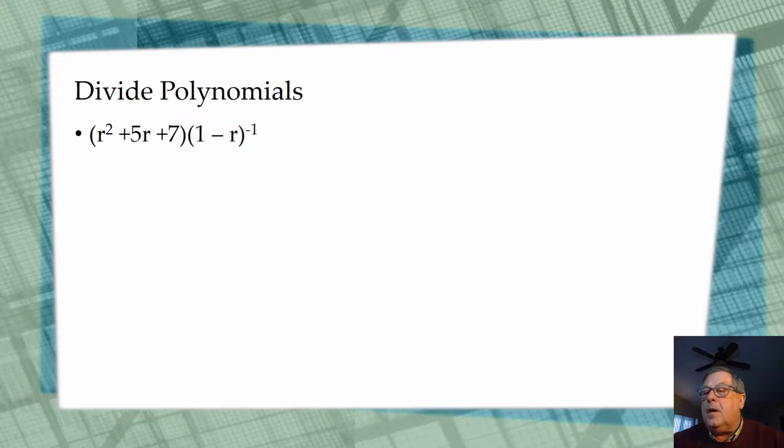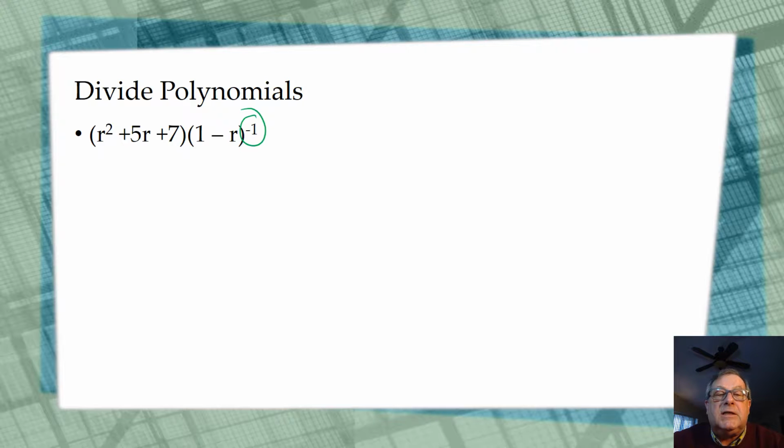Here we have another problem where we are dividing a polynomial by a binomial. And we've got a couple of wrinkles being thrown at us, particularly here initially in the format. So we've got r squared, we're presented with r squared plus 5r plus 7 times 1 minus r raised to the power of negative 1. So here's our first little format wrinkle, if you will, and that's that negative 1.